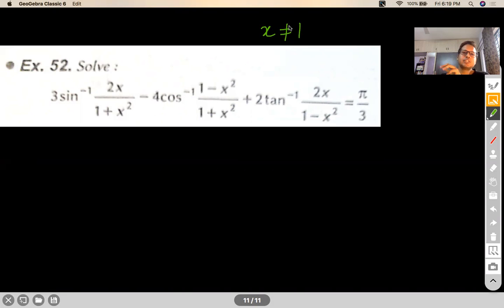If you have found solutions, you can tell me on the chat box.